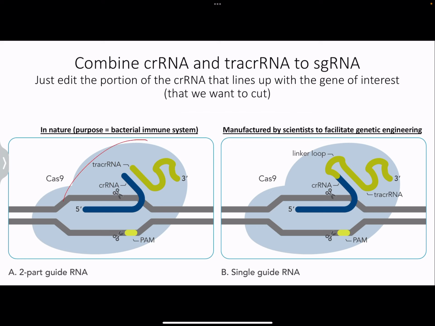So the CRISPR and tracer RNA used to be two separate things, but scientists realized it might actually just be easier to make this one giant RNA that we can just tinker with, the sequence that's supposed to complement the genetic information that we want to seek out. And in this way, we can do genetic engineering experiments a lot more easily. So typically now we could just call this single guide RNA.